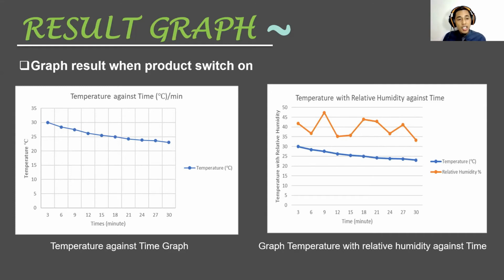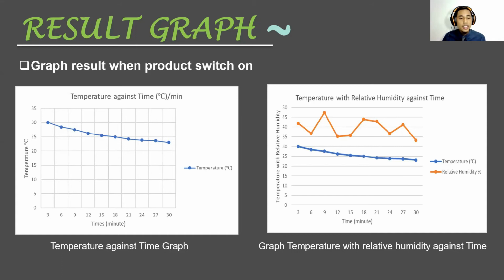Here, we can see that there is a different temperature in the early 3 minutes and after 50 minutes. The temperature decreases from 30 degrees Celsius to 25.5 degrees Celsius. This is because when the product is switched on, the ventilation recirculates in the cooling area, where the cooling air is produced from the Peltier and blown by the CPU fan over the heatsink.